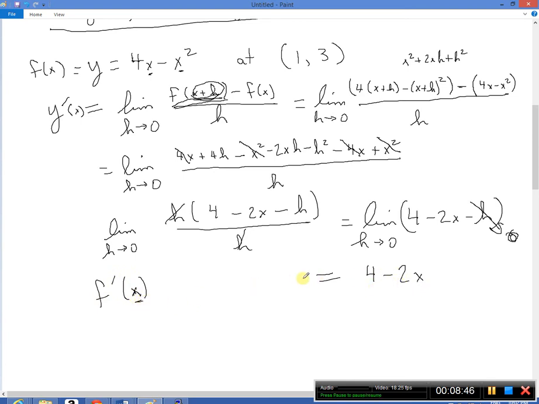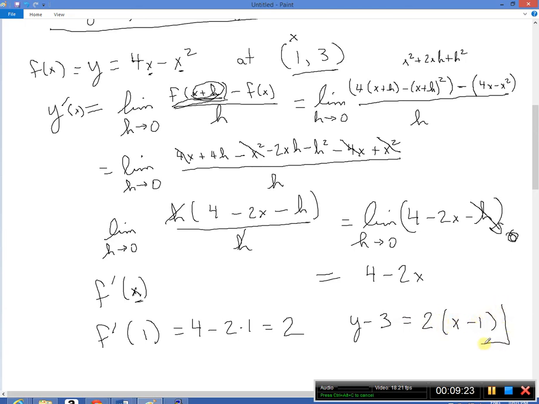But I'm not interested in the derivative at any value of x. I'm interested in the derivative at this point, which is where x is 1. So that tells me that the derivative at 1 would be 4 minus 2 times 1, or 4 minus 2, which is 2. So the derivative is the slope of the tangent line, and that gives me a slope of 2. So now I know the slope, I know a point, 1, 3, I can write down the equation of the line instantly. Y minus the y value equals the slope times x minus the x value. End of problem.